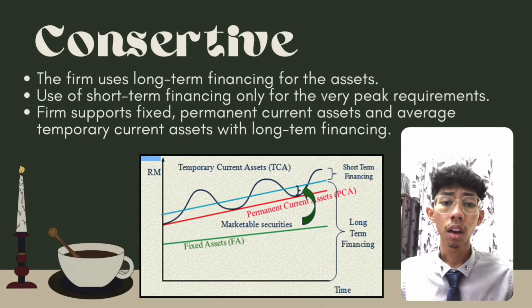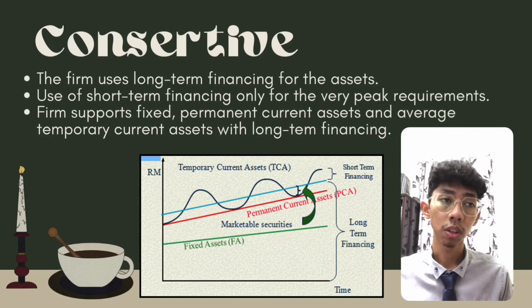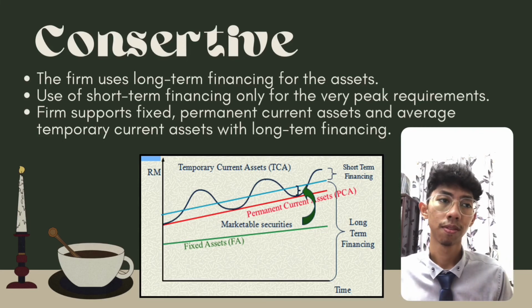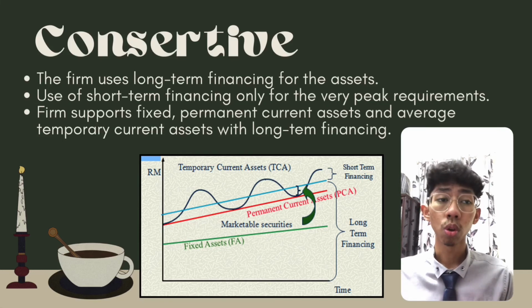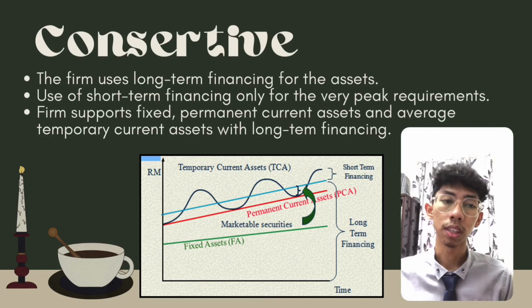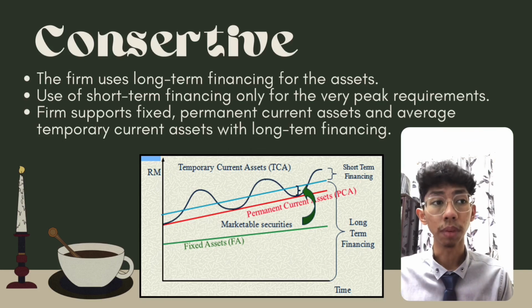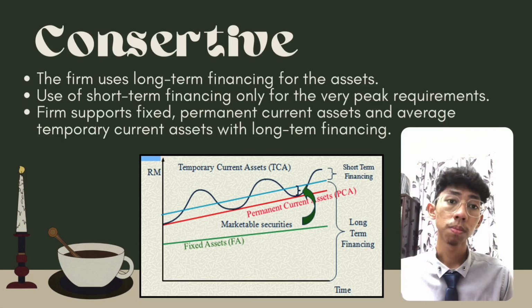And the last strategy or approach from working capital is conservative. So, how does it work? The firm uses long-term financing for the assets. Use of short-term financing only for the very peak requirement. The firm supports fixed, permanent current assets and average temporary current assets with long-term financing.